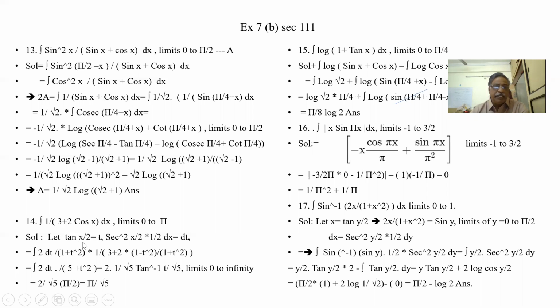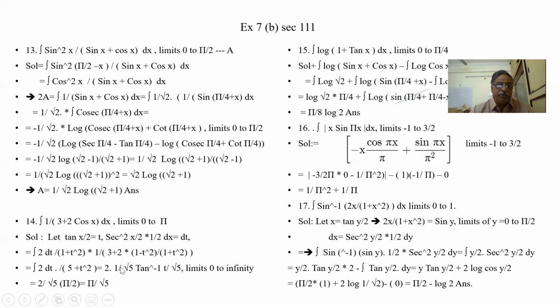So I am using tan x by 2 is t, cos x is 1 minus t square by 1 plus t square. Secant square x by 2 times half dx is equal to dt. So when I am substituting here, in place of dx, 2 dt by 1 plus t square, divided by 3 plus 2 into cos x, which is 1 minus t square by 1 plus t square. Sin x is 2t by 1 plus t square. So finally I am getting 2 dt by 5 plus t square.